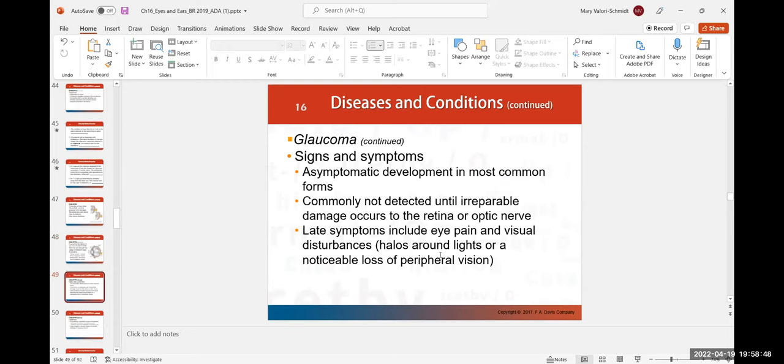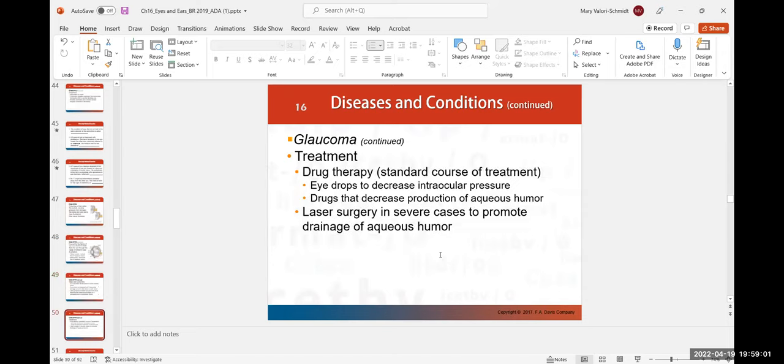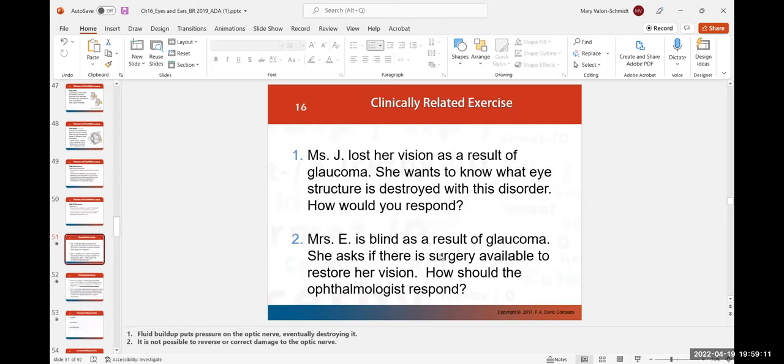Usually people don't know they have it. There are no real symptoms of it. There's no pain or anything like that until the very end. And then when they start having symptoms, the damage that's done so far is not fixable, unfortunately. And it's an easy fix if we catch it early. Eye drops, there are different types of drops, timolol, which is a beta blocker drop.